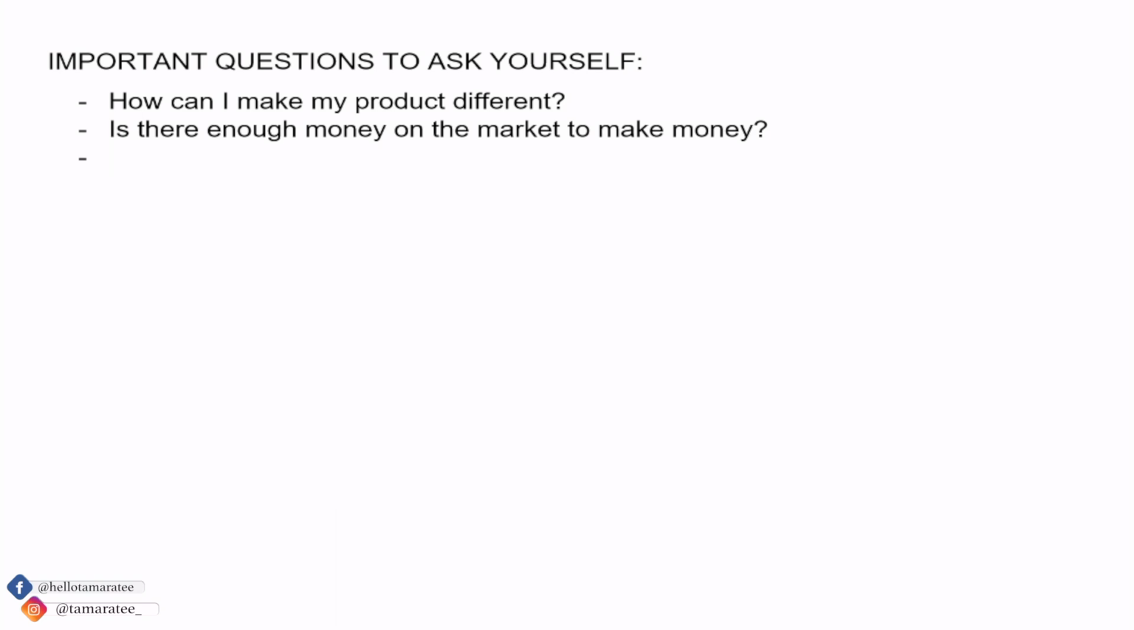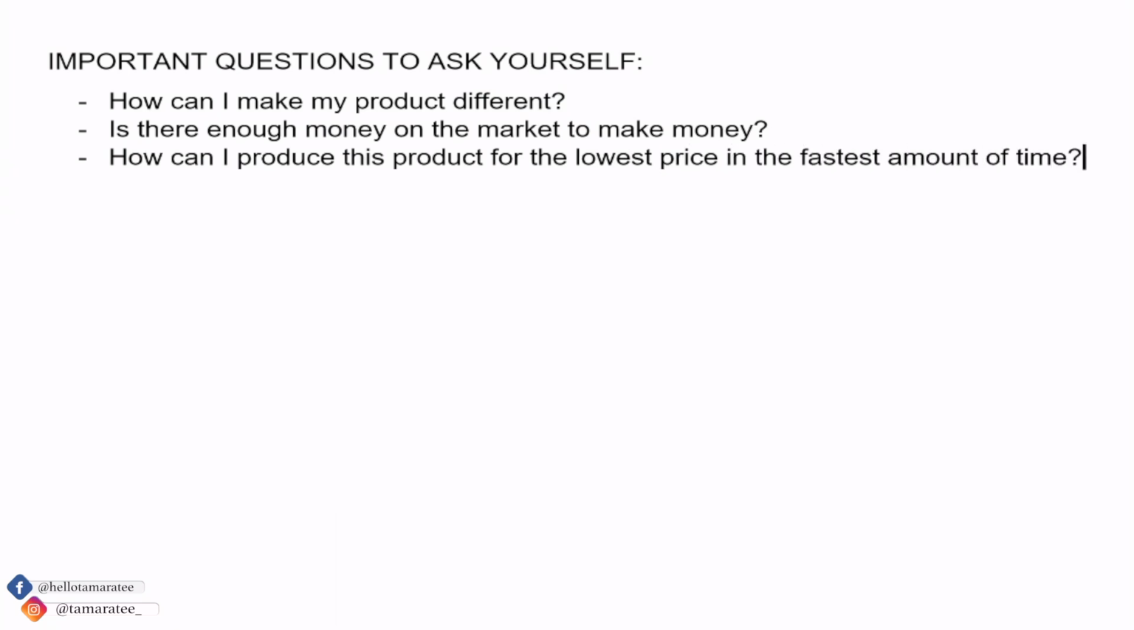Third question to ask yourself is, how can I get this product for the lowest price in the fastest amount of time? You see, after selling on Amazon for so many years now and coaching over 1,000 students, one of the biggest mistakes that I see happening over and over again is that sellers keep trying to go for the lowest price, even though the amount of time that it takes to produce their product takes weeks and months. The lowest price is nice, but it's not always the greatest.